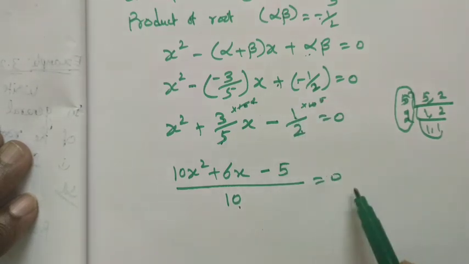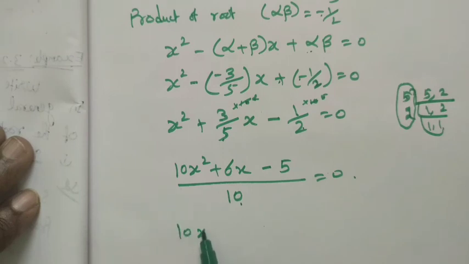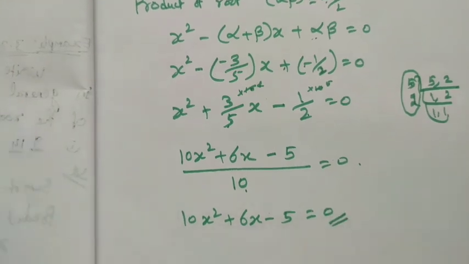I take this 10 to the other side. What you get is 10x square plus 6x minus 5 equal to 0, since 0 into 10 is 0. So this is the required equation for the given sum of the roots and product of the roots. Thank you, students.